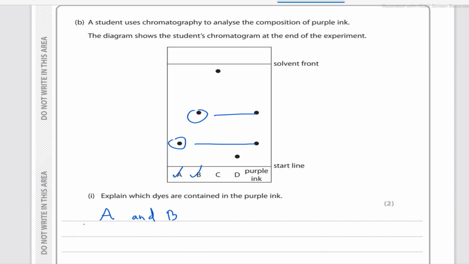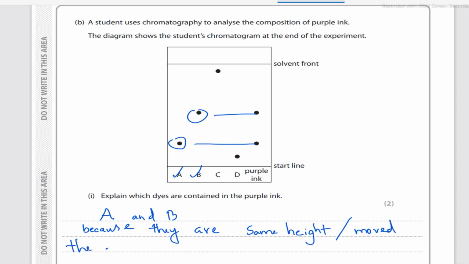Because they are the same height, or move the same distance up the paper.